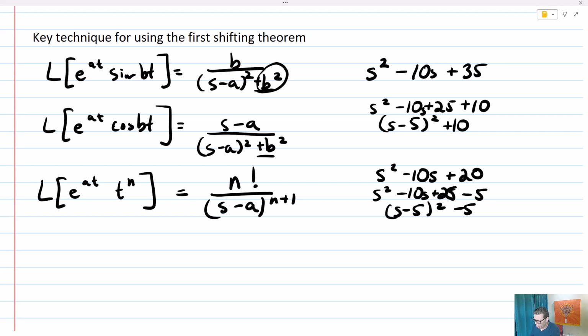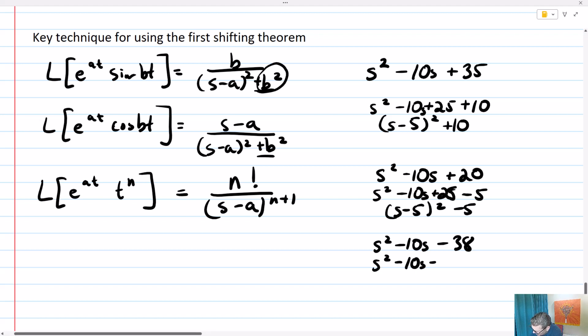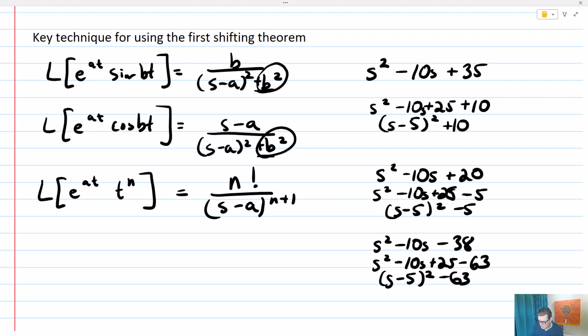Or, for example, if we have something like this, s squared minus 10s minus 38. In that case, what we get is s squared minus 10s plus 25 minus, and now we'd have to add 25 and 38, so that's 63. So this ends up giving me s minus 5 squared minus 63. And again, notice we have a minus where we need a plus b squared, and it would certainly not be a perfect square of any form. And so consequently, we can't utilize the first shifting theorem in this case. All right, the form isn't correct.